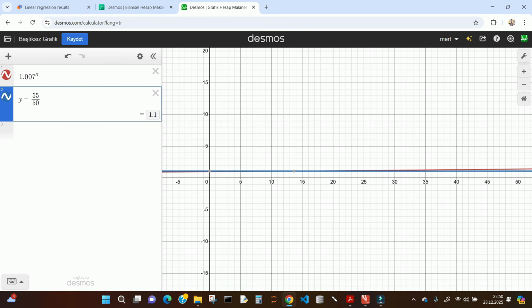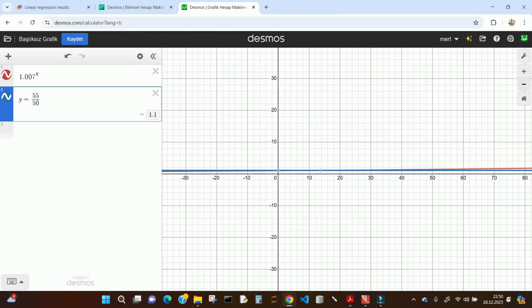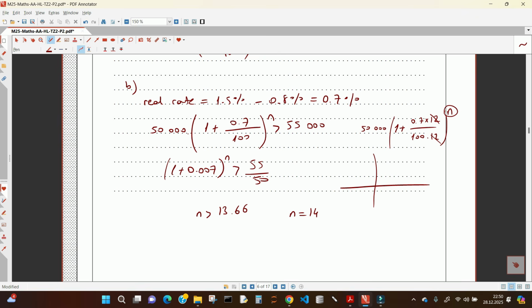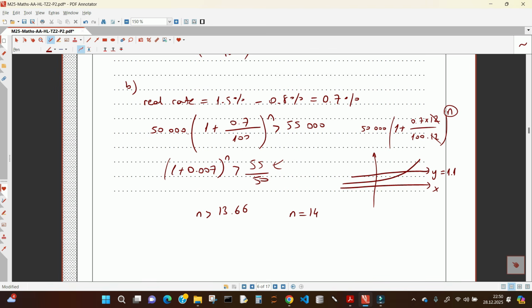So we are looking for this range, and I will accept the integer 14. Yeah, but you can mention where you found this value by drawing this graph also, right? Like this, you can first draw the line y equals 1.1, and then you can just say the function becomes greater than this line after 13.66.